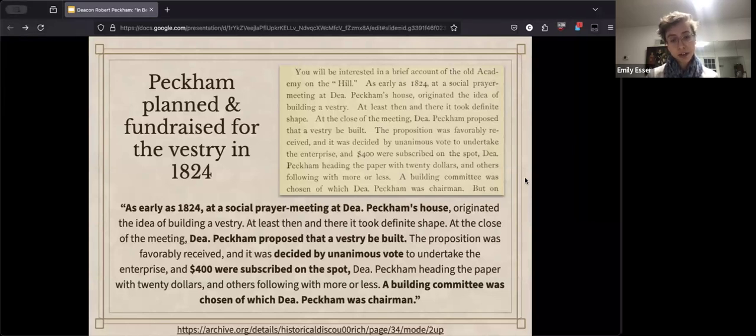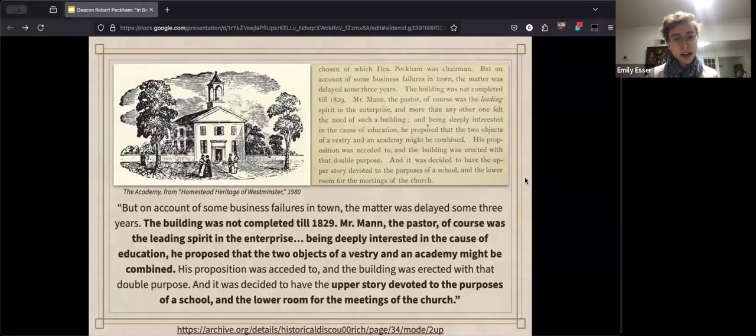A building committee was chosen, of which, surprise, Deacon Peckham was chairman. So he really got things done. You review these documents, it becomes more and more clear exactly how proactive and organized he was. It's impressive, but it was delayed. The building was not completed till 1829.